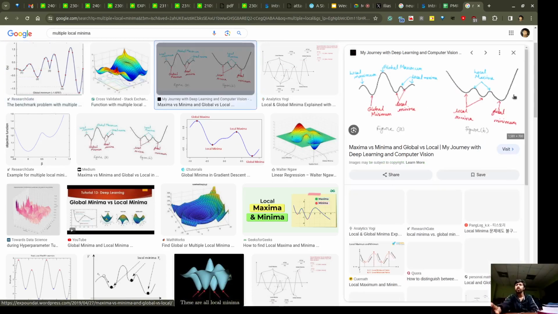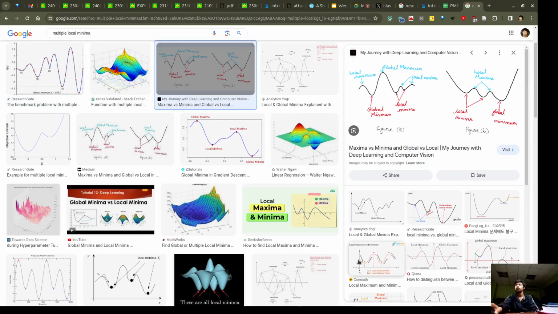So yeah, you can see this diagram. This is the global maximum, the highest point, and this is local maxima. This is again local maxima, and this is local minima. And this is the lowest point, so this is global minimum.